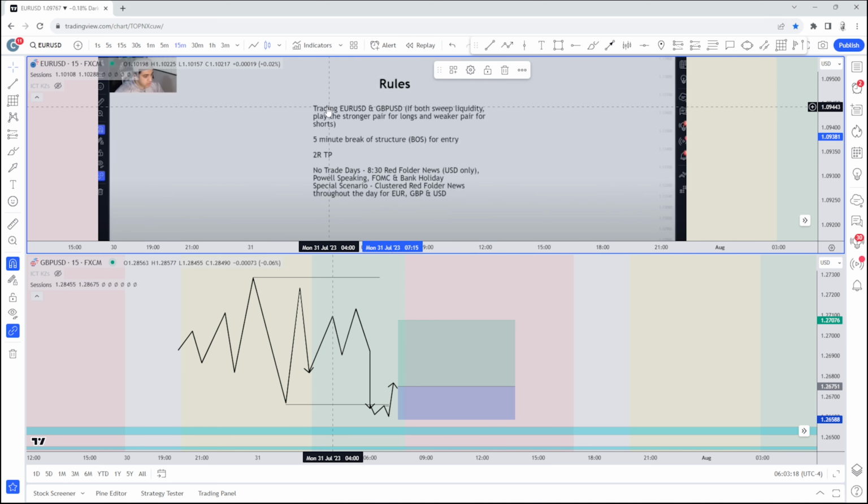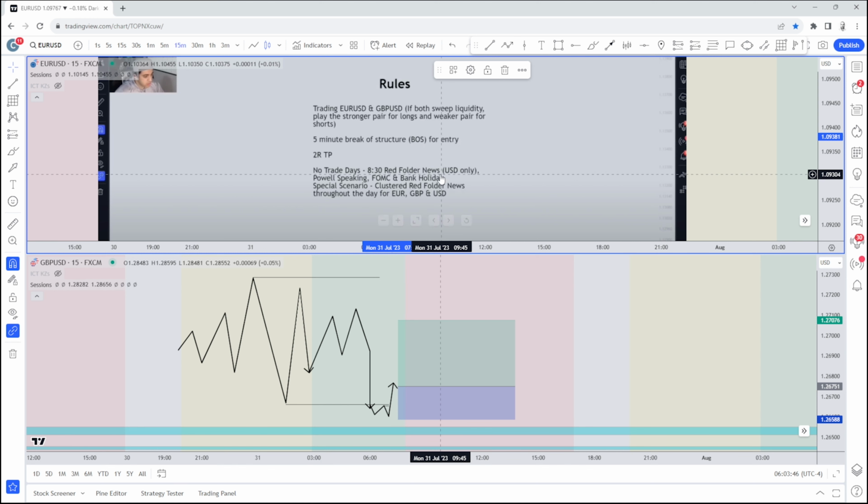The further rules are those ones. You can just check them out. Trading Euro US dollar and GBP USD, if both sweep liquidity, play the stronger pair, the one that we have explained, for longs, and the weaker pair for shorts. 5-minute break of structure for entry, 2 RR take profit, and no trade days are those days which will have 8:30 red folder news for US dollar.